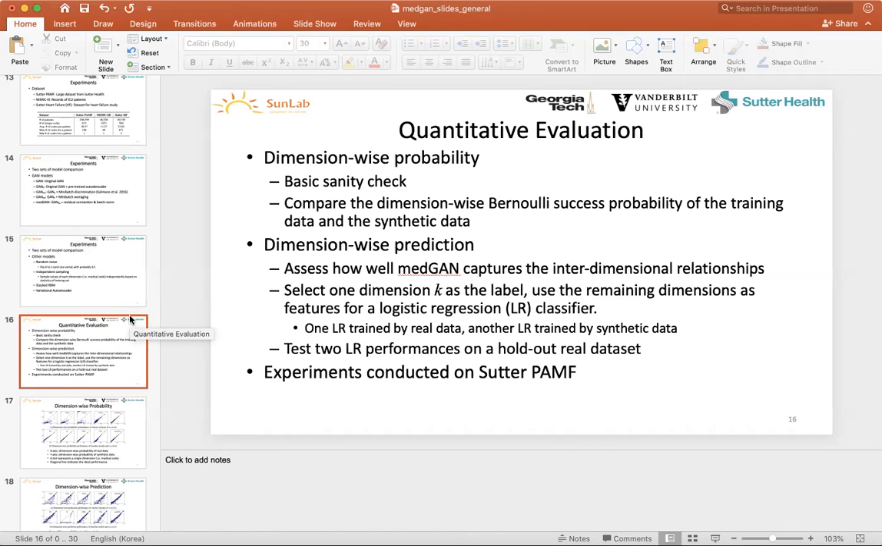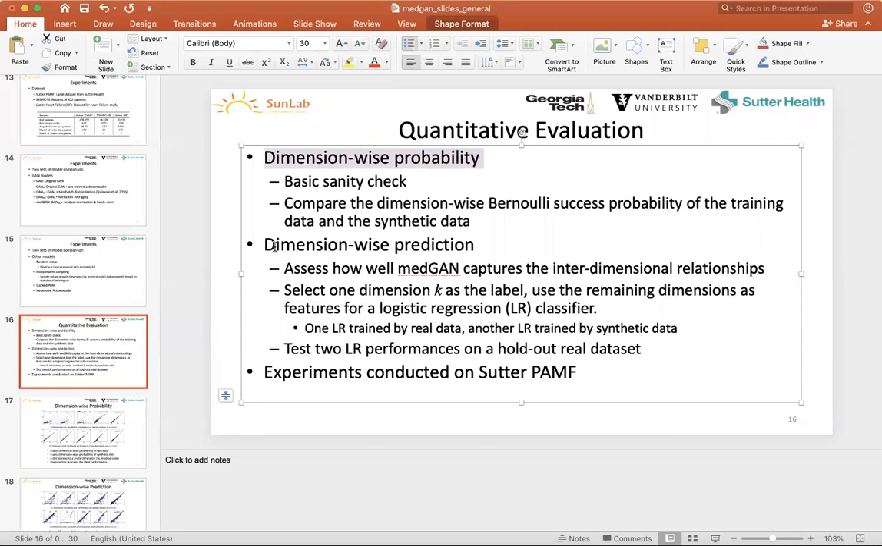Just because your synthetic samples have the same dimension-wise probability doesn't mean that they have captured the underlying relationship between multiple columns. There's no guarantee. So when we're doing the dimension-wise probability check, the independent sampling technique would always show a very good performance. But again, it doesn't guarantee that your fake sample is capturing the relationship between at least two columns, or 3 columns, or 4 columns.